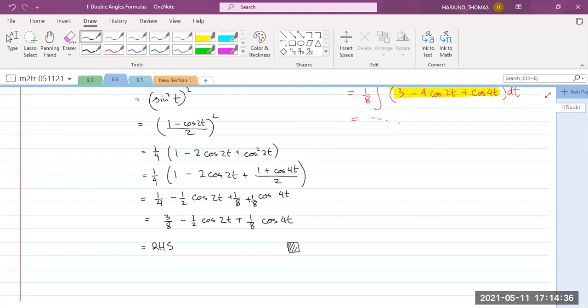Okay, there are more proofs to be done there. In the last 10 minutes, let me do solving equations.